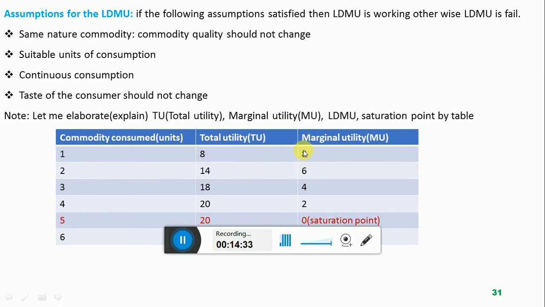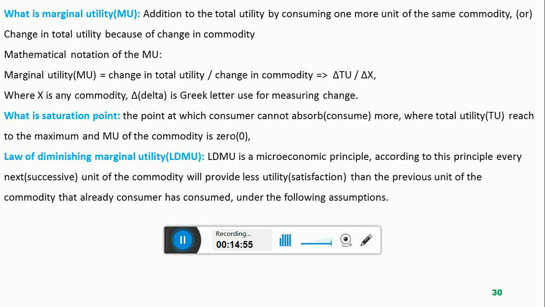So our objective here is, what is marginal? Marginal means incremental, additional. As the consumer increases the apples from 1 to 2, total utility increased from 8 to 14, and the second apple provided him an additional marginal 6 utils. Let me take you back to the concept. Addition to the total utility by consuming one more unit of the same commodity is called marginal utility. Mathematical notation, as I told you, is the increase in total utility because of an increase in the number of units, where X is any commodity and delta is a Greek letter used for measuring change.